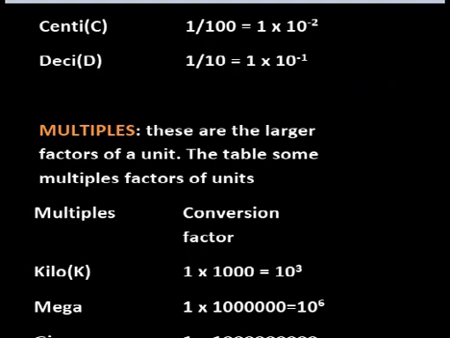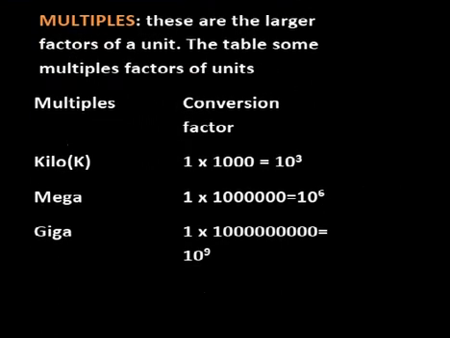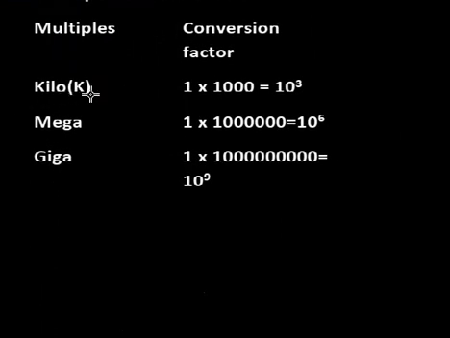So now we have the multiples of the unit. The multiples of the unit are the larger factors of a unit. Now we have kilo. Anytime you're converting kilo, you're multiplying by 1000. Mega is multiplied by 1 million, giga by 1 billion. They are all increasing by a factor of 3 decimal places.